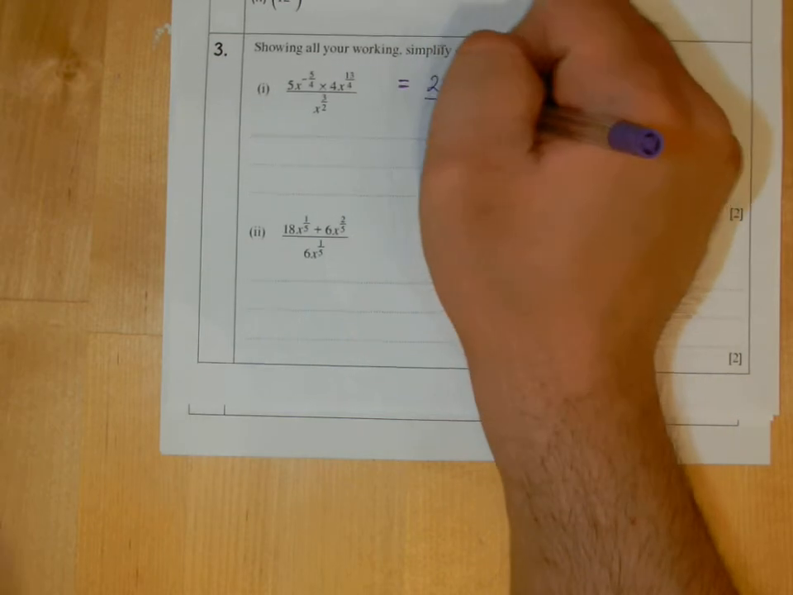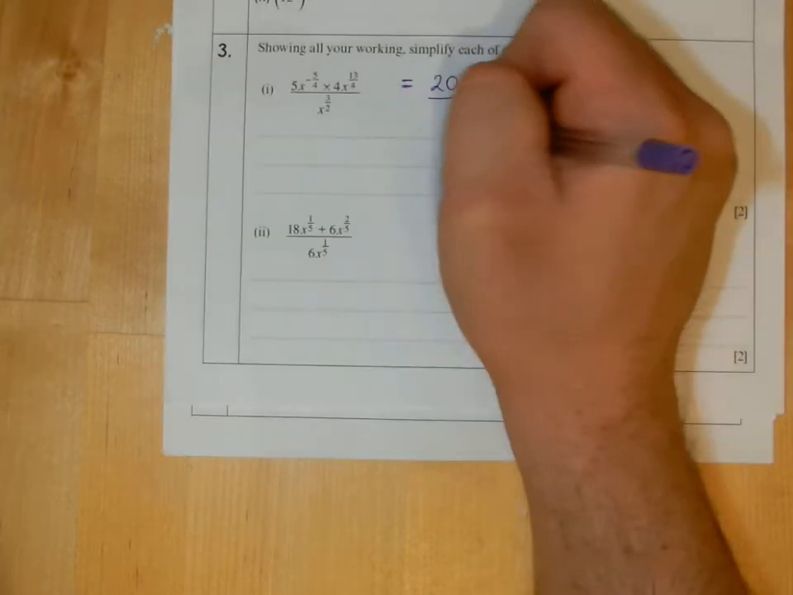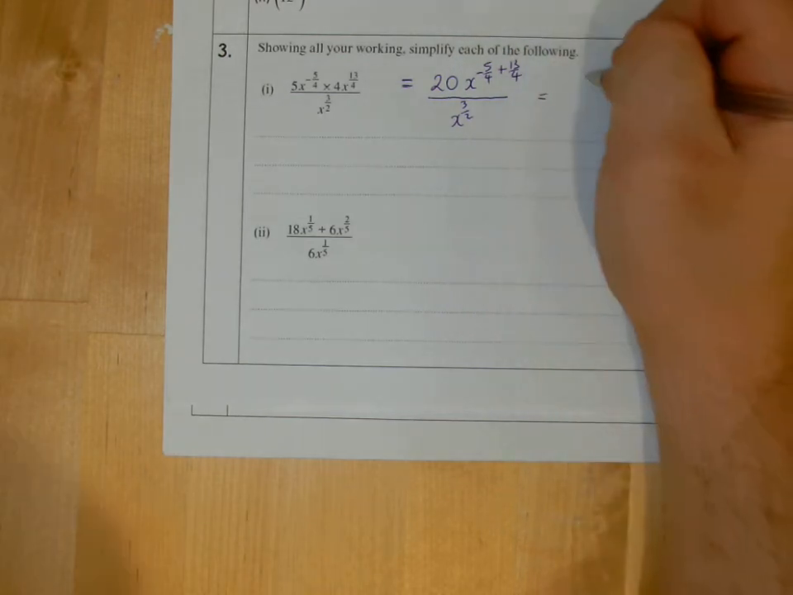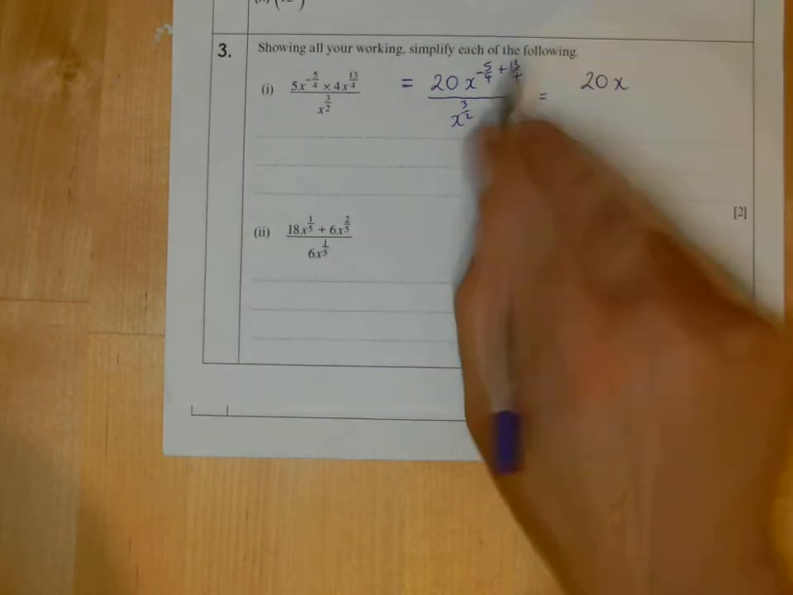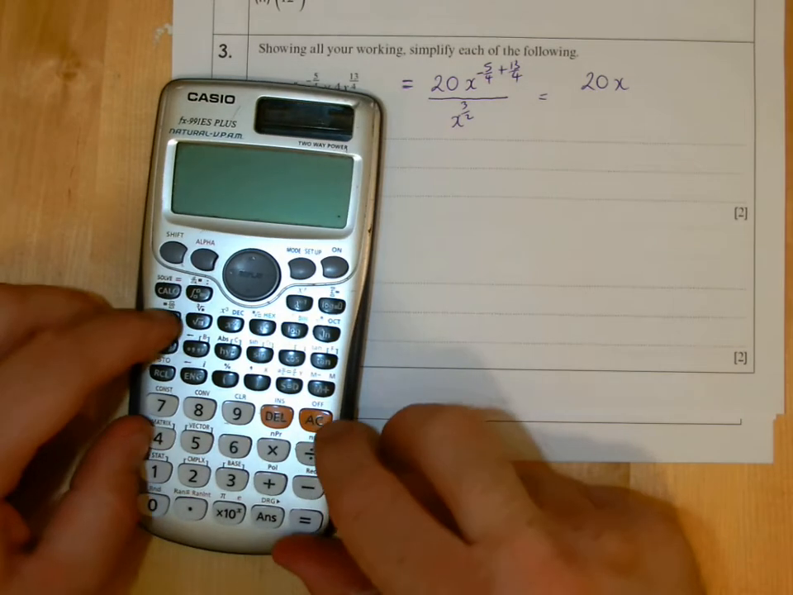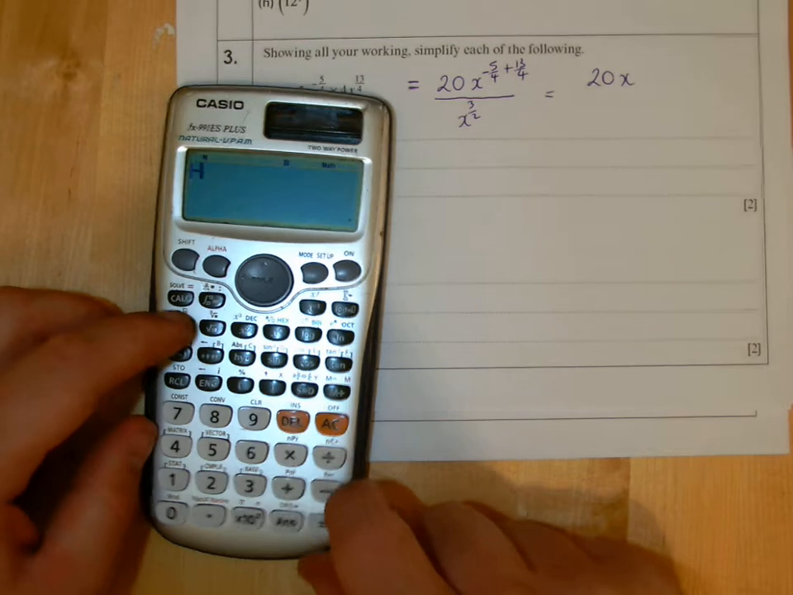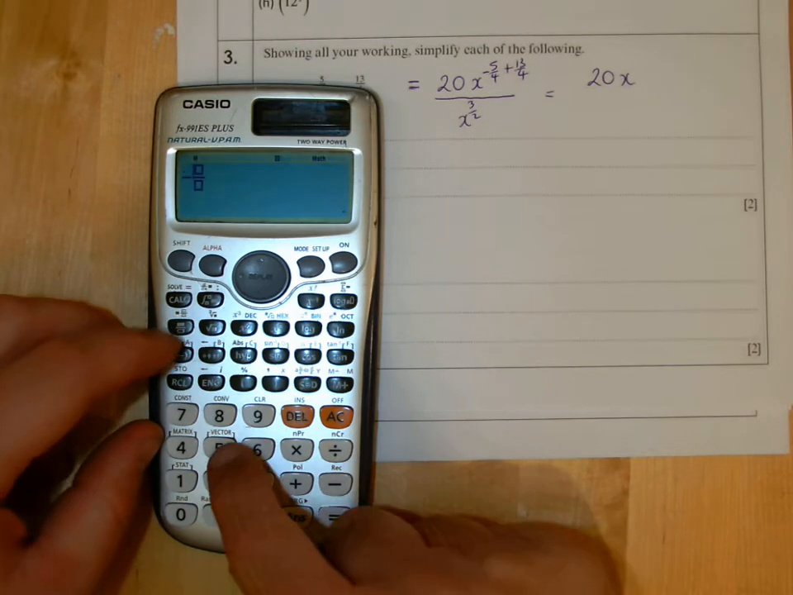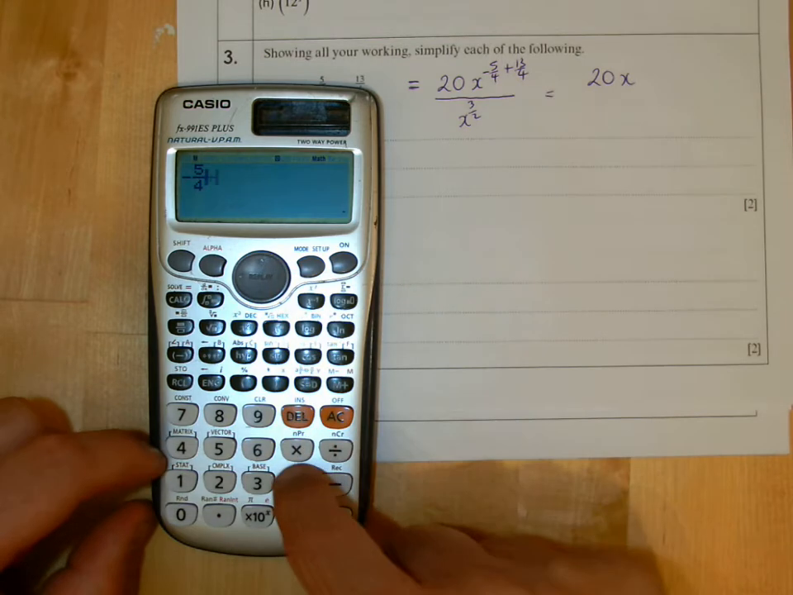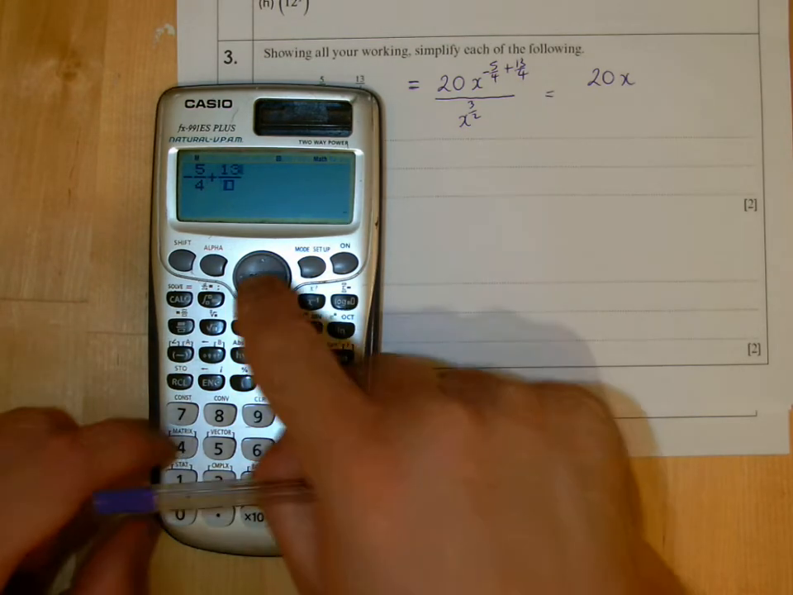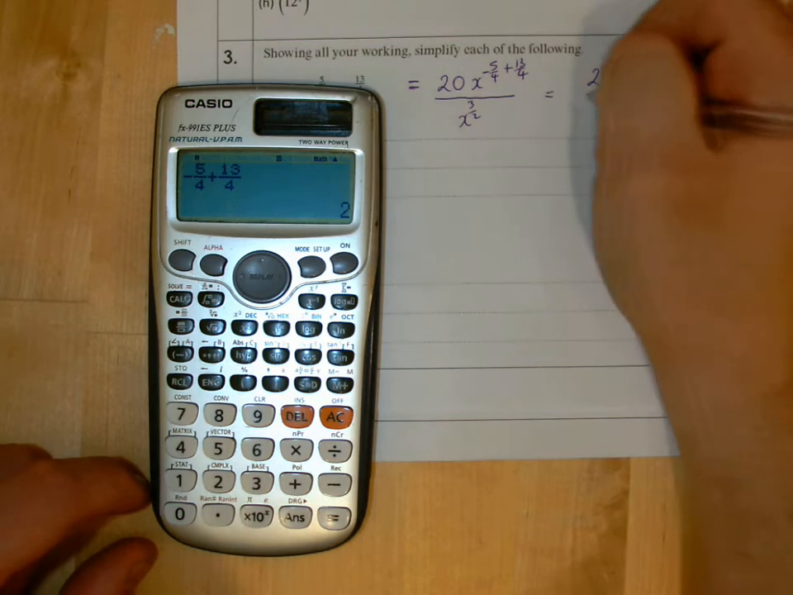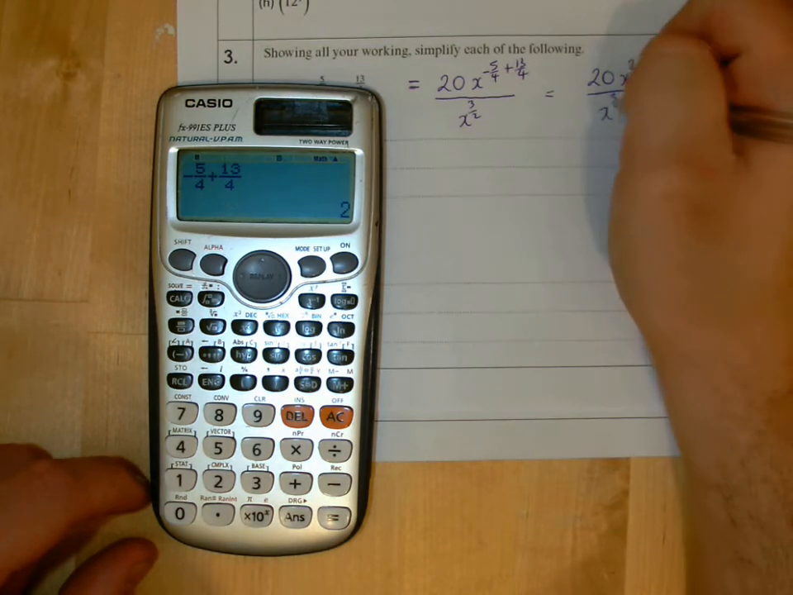That will be divided by x to the power 3 over 2. So you notice we're sorting out the top first. Now on the top we get 20x. Now I can work this out. I'm just going to use our calculator. In the exam you press minus, fraction button, 5 over 4, then plus, the fraction button, 13 over 4. And that comes out to be 2 exactly. So use your calculator, that's what it's there for.